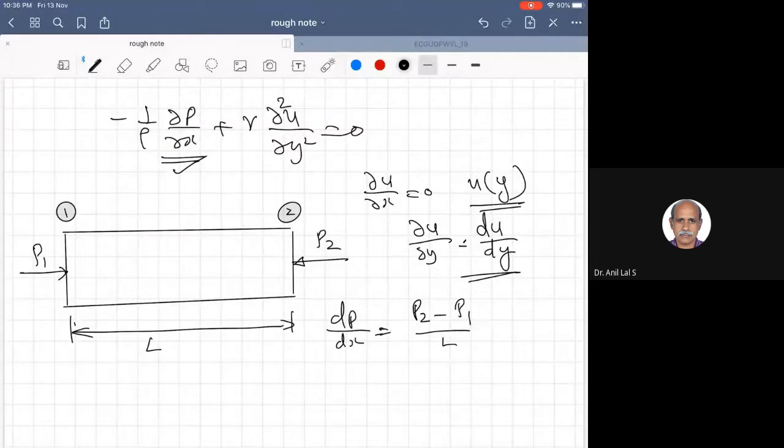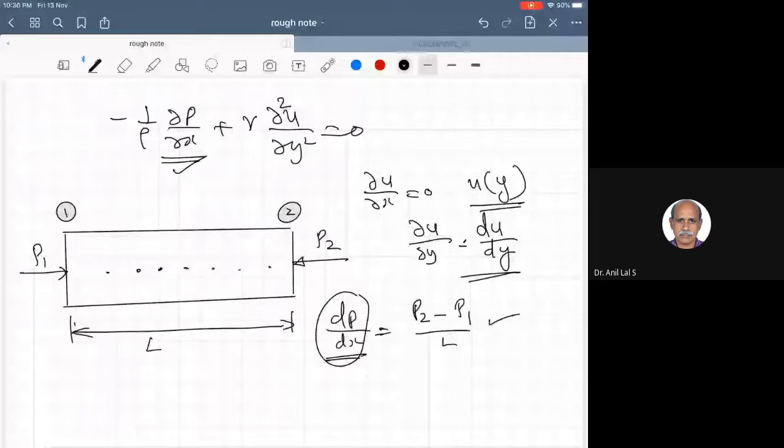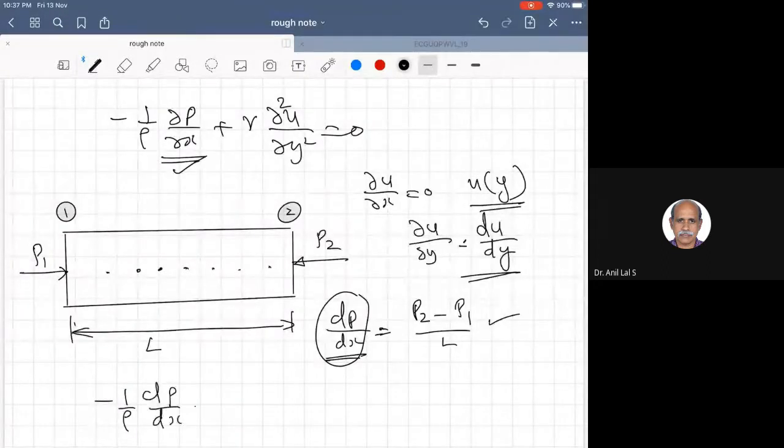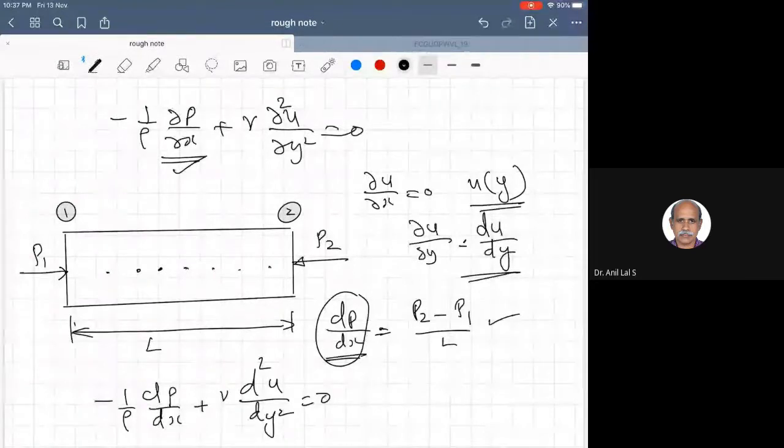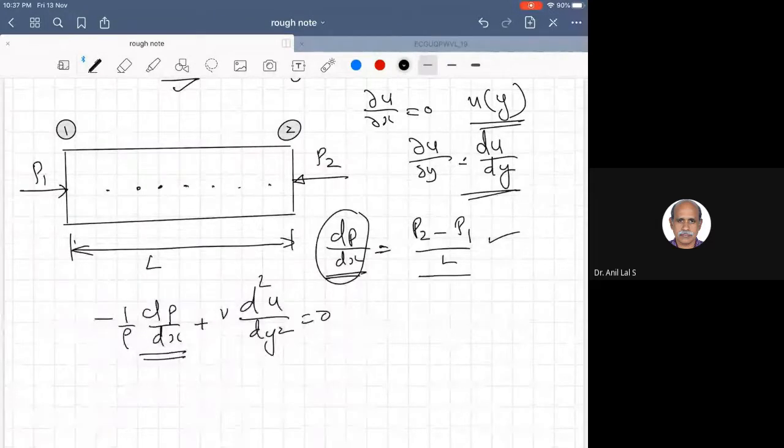P2 minus P1 over the entire channel. This will also be equal to dp by dx at any point. So dou p by dou x will be dp by dx, and that will be the same as P2 minus P1 by L. That is the externally applied pressure gradient. So we can rewrite this resulting equation as minus 1 by rho dp by dx plus mu into d square u by dy square is equal to 0. This is the kind of equation we get, where this forms an input for the velocity to set inside the channel.